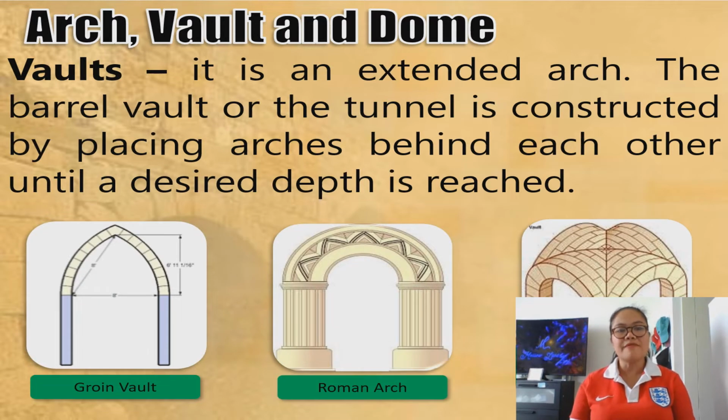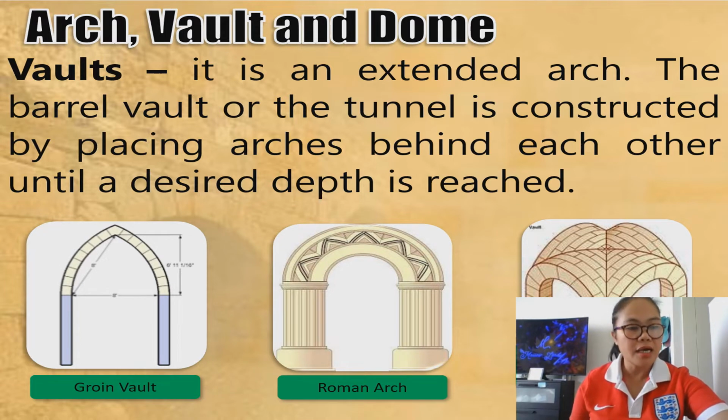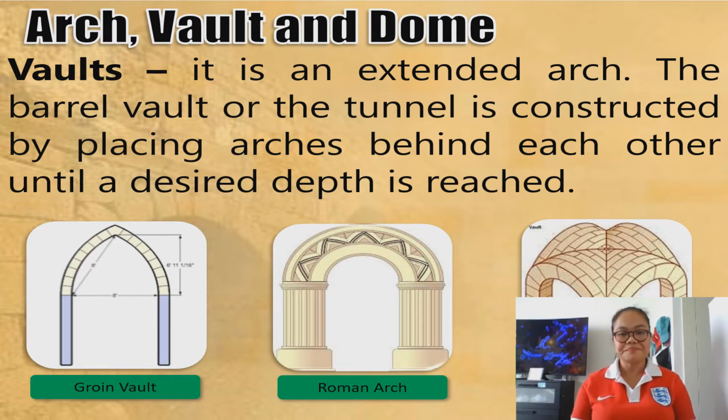And we have vaults as well. It is an extended arch. The barrel vault or the tunnel is constructed by placing arches behind each other until a desired depth is reached. These are examples of vault construction: the groin vault, the Roman arch, and the Gothic arch.